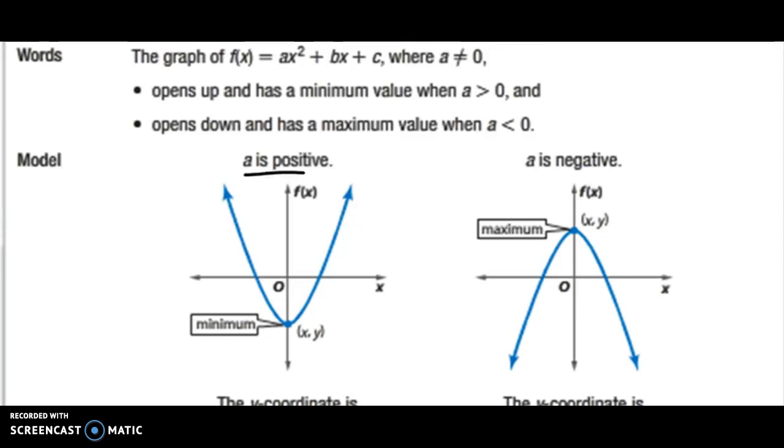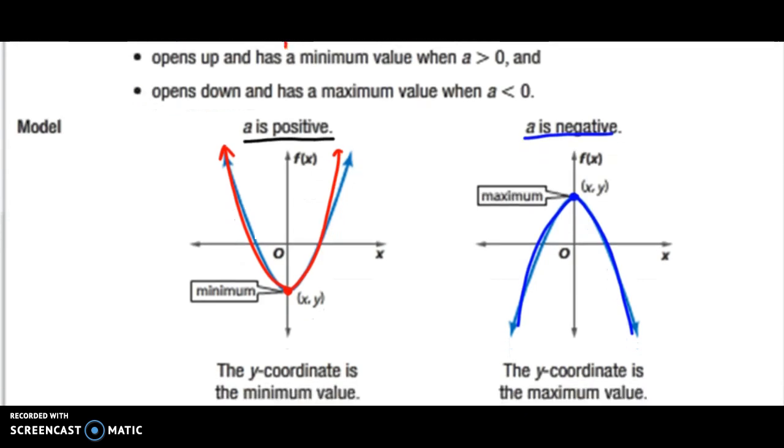When a is positive, meaning the number in front of the x squared is positive, we have a minimum, and it opens up. If a is negative, then we have a maximum, and our parabola opens down. So it's real easy to see whether your parabola is going to open up or down, just basically based on the number in front of x squared.